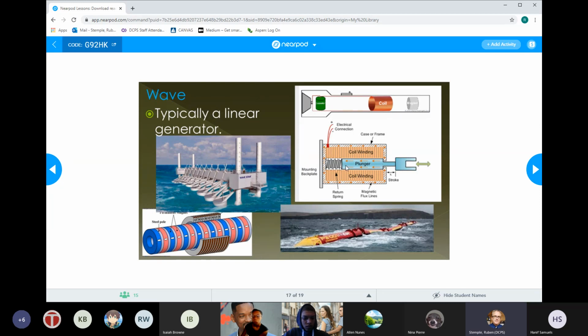And so it's got sort of this plunger that goes back and forth between the coil windings, or around the coil windings, so that it's producing this electrical current as the plunger moves in and out of the coils. So as these waves come through this area here, they move these plungers up and down, and those coils pass back and forth through the magnetic field, producing a current every time that they move.